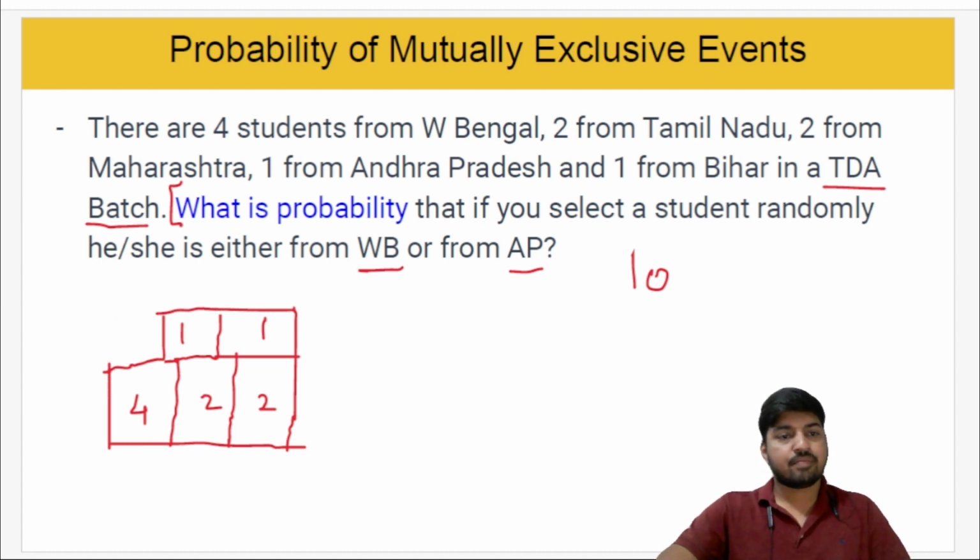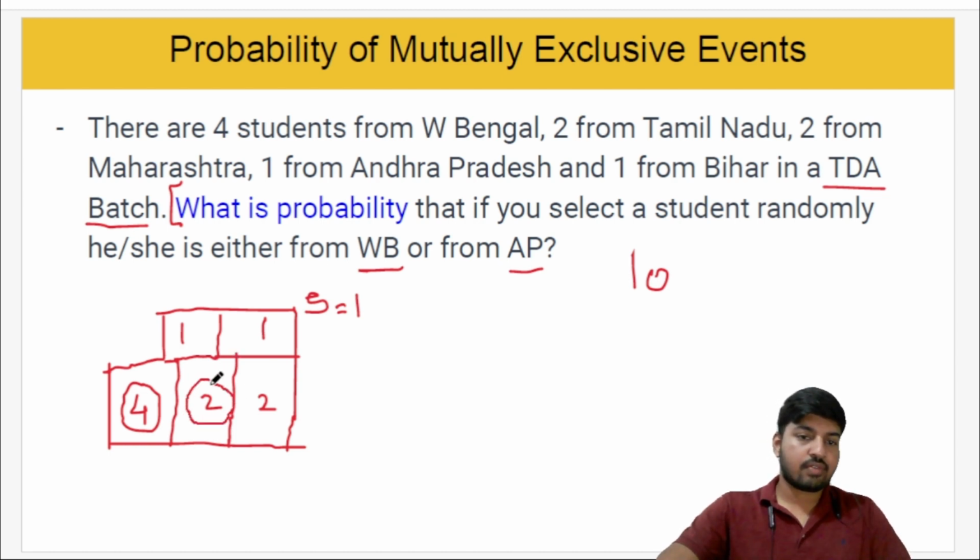This can be my sample space. And what is the probability of this? This sample is equal to 1 probability. Now I'm asking, what is the probability that a student, if I select randomly, is from West Bengal or from Andhra Pradesh? 4 and 2.